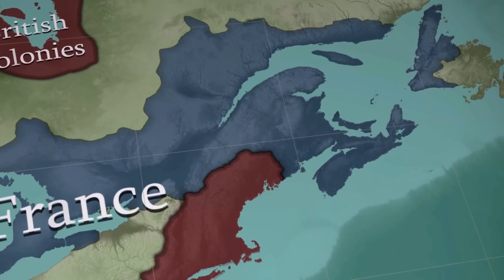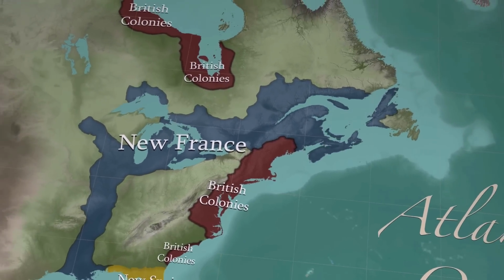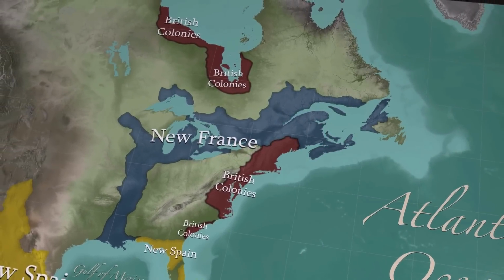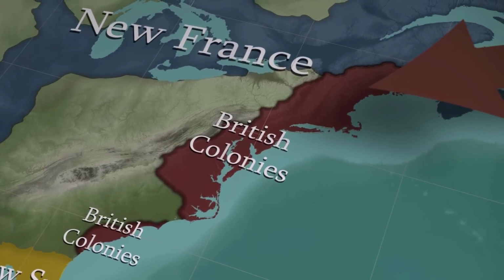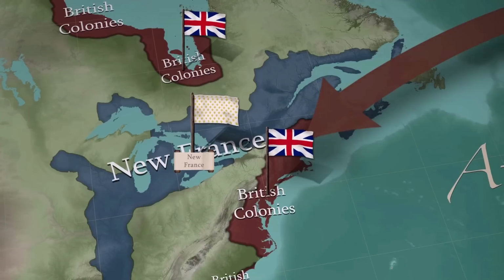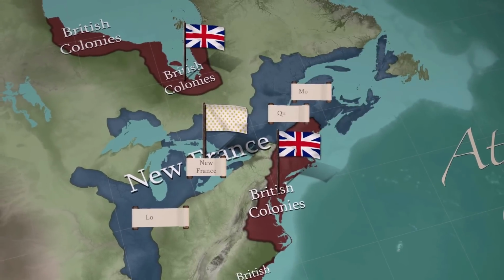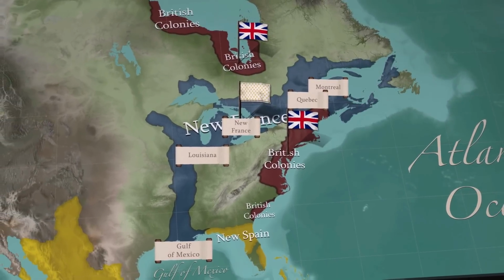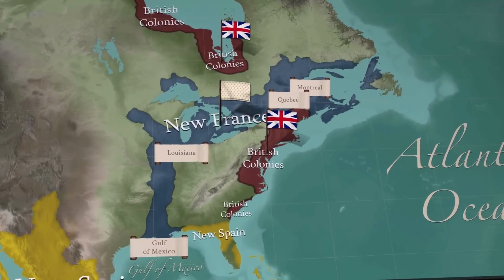The main European powers there were Great Britain and France. Britain had established colonies all along the east coast. New France claimed a huge expanse of land that included Quebec and Montreal in the north, all the way down to Louisiana at the Gulf of Mexico.